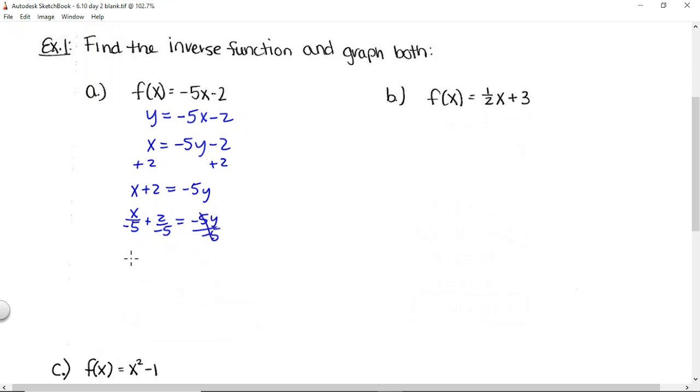And on this next step, I'm going to go ahead and rewrite this. x over negative 5 is the same thing as negative 1/5 times x. And then 2 over negative 5 is the same as saying minus 2 over 5. And then on the right, all we have is y. We'll just switch sides so that y is on the left.